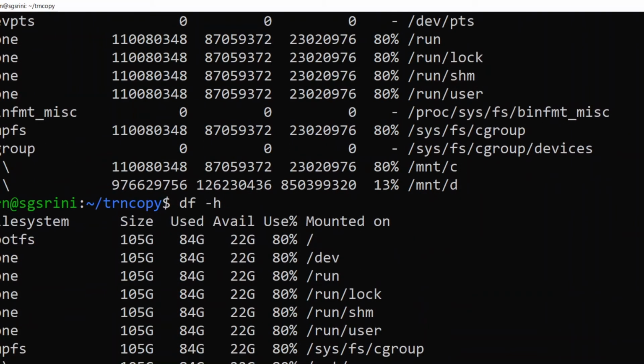df -h displays the information in human readable format. That's it, friends. Help, that is man, is always there. Please check that for all the other options.